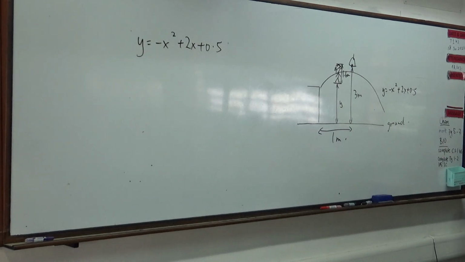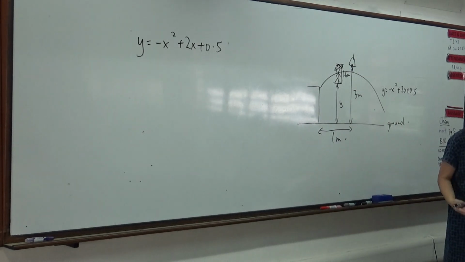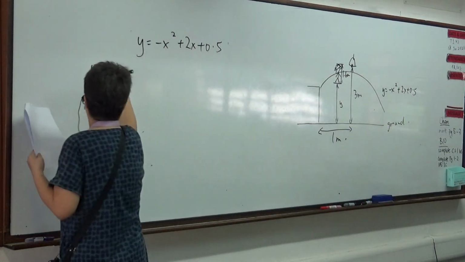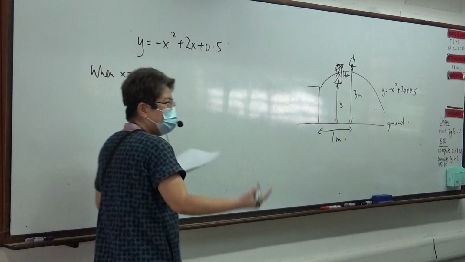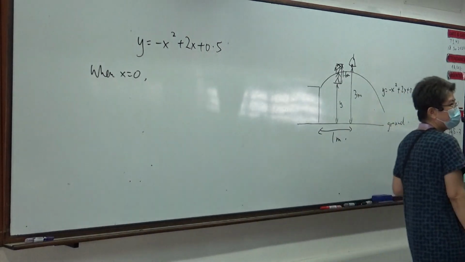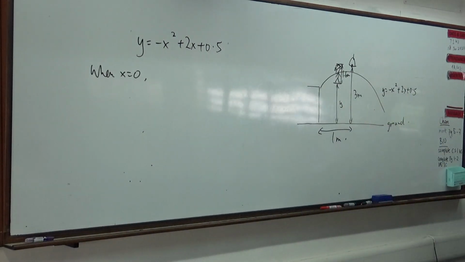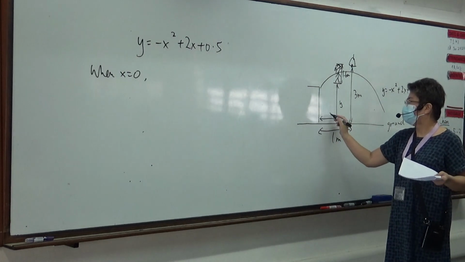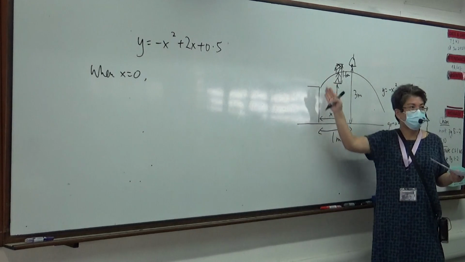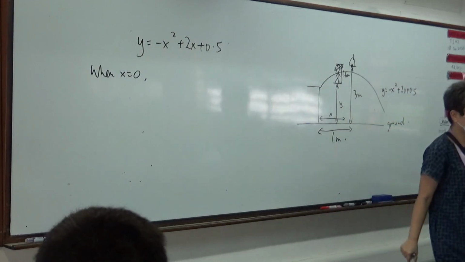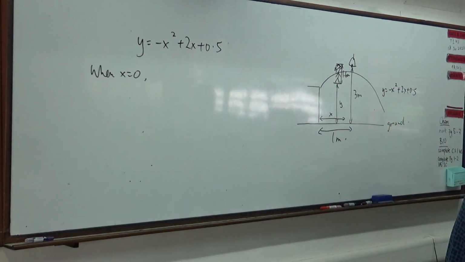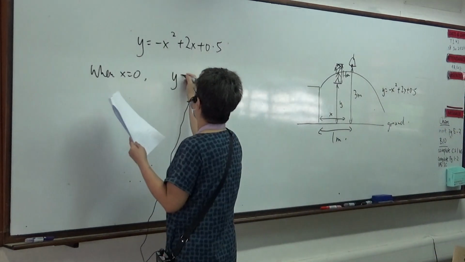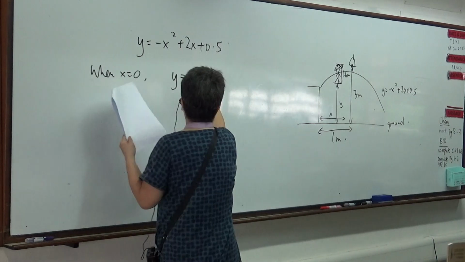Okay. Now, can you see it becomes better? Okay. Now, I want to know when x is 0, what, right? I told you already, right? This one is x, right? When x is 0, what, right? The height of the platform, right? You know what here? Yes or no? The height of the platform. Okay, when x is 0, I will have y equals to what? 0.5.